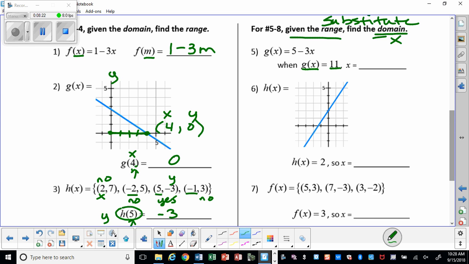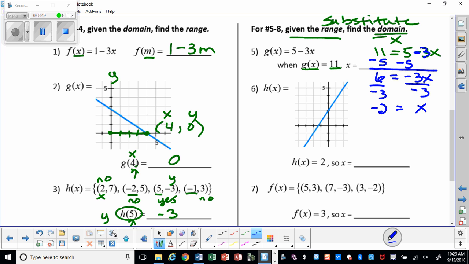So instead of g of x, I'm going to write 11 equals 5 minus 3x, and I'll just solve for x. Get the x by itself. Minus 5. Remember, this minus goes with the 3, not the 5. So I'm going to subtract 5. I get 6 equals negative 3x. Divide by negative 3. Divide by negative 3. So I get x equals negative 2.